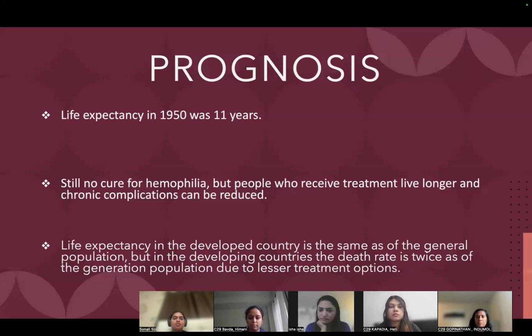So, the prognosis of hemophilia: the life expectancy in the 1950s was 11 years. There is still no cure for hemophilia, but people who receive treatment live longer and chronic complications can be reduced. Life expectancy in developed countries is the same as that of the general population, but in developing countries the death rate is twice that of the general population due to fewer treatment options.